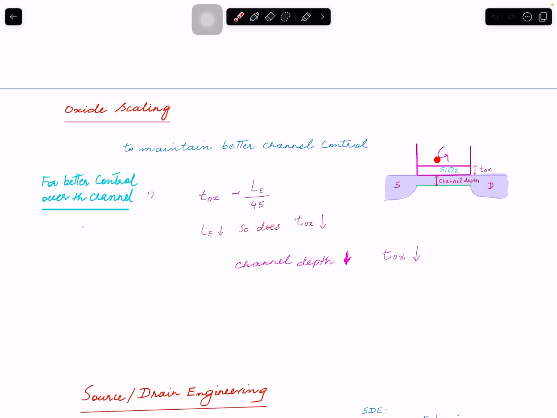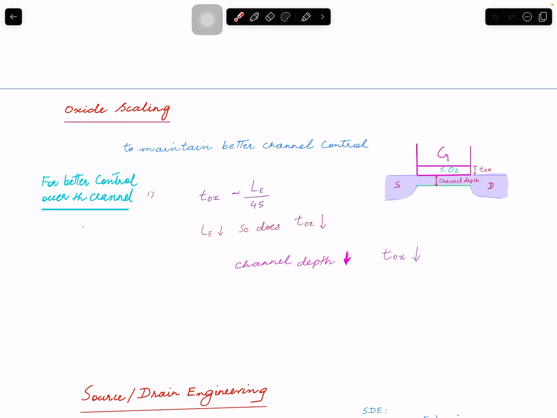We want to control this one, and in order to have more influence, you really have more control here when the distance gets smaller. Okay. Another way is you also look at it by reducing this depth. You are also controlling the channel depth here.